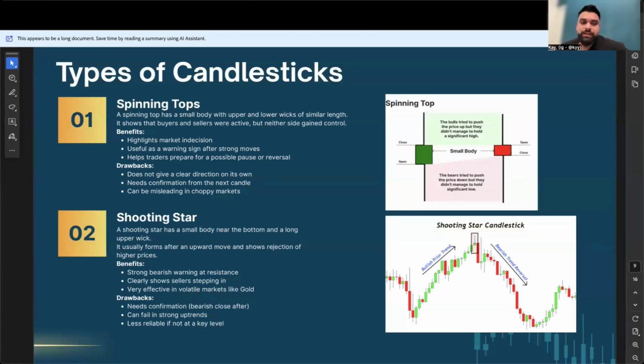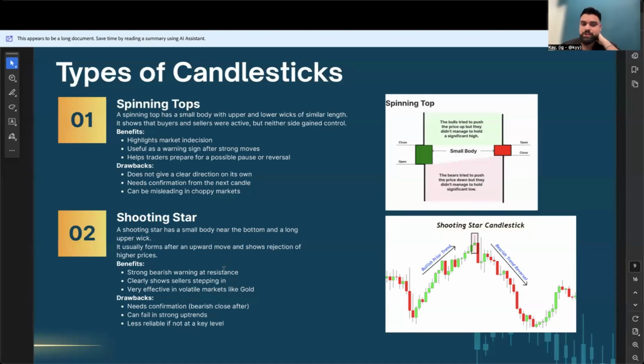Drawbacks: it does not give a clear direction on its own, needs confirmation from the next candle, and can be misleading in choppy markets. In choppy markets, this is a very common thing. You'll see that this actually gives a confirmation that it's a choppy market.